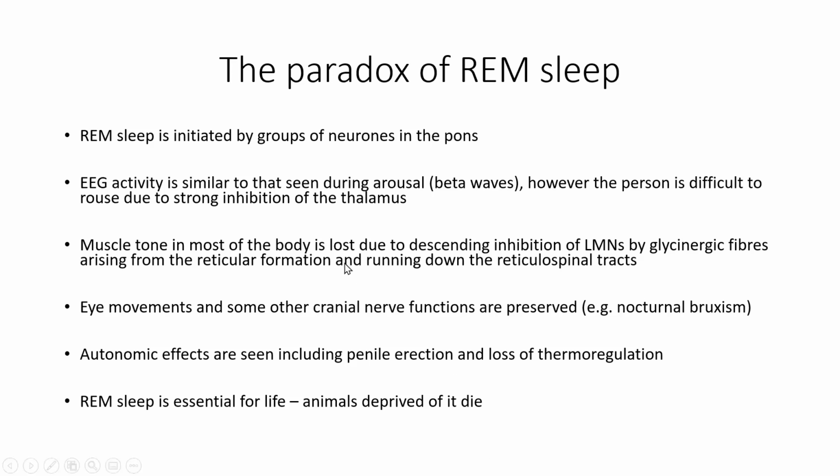However, eye movements and some other cranial nerve functions are preserved during REM sleep. It's called rapid eye movement sleep, isn't it? Also, the function of the trigeminal nerve is preserved, and this can be the cause for so-called nocturnal bruxism, which is grinding of the teeth in sleep. We also see autonomic effects during REM sleep, including penile erection and loss of thermoregulation. And that's an important one, the loss of thermoregulation, because of course this is how people might die from exposure if they go to sleep outside without adequate shelter.